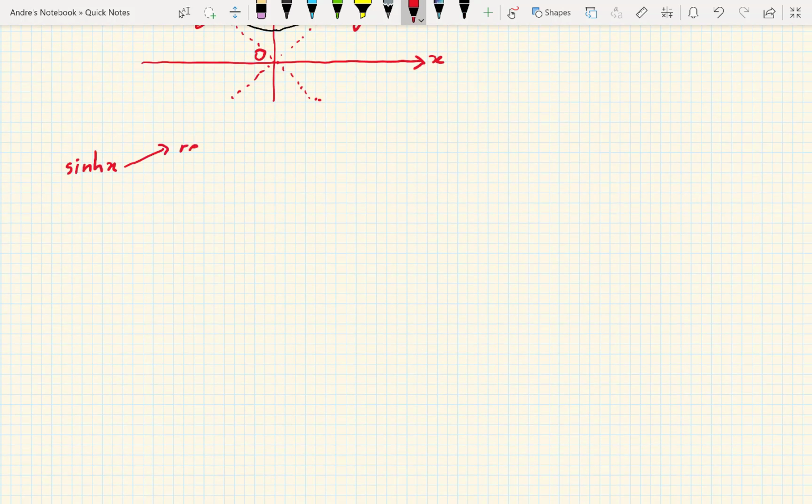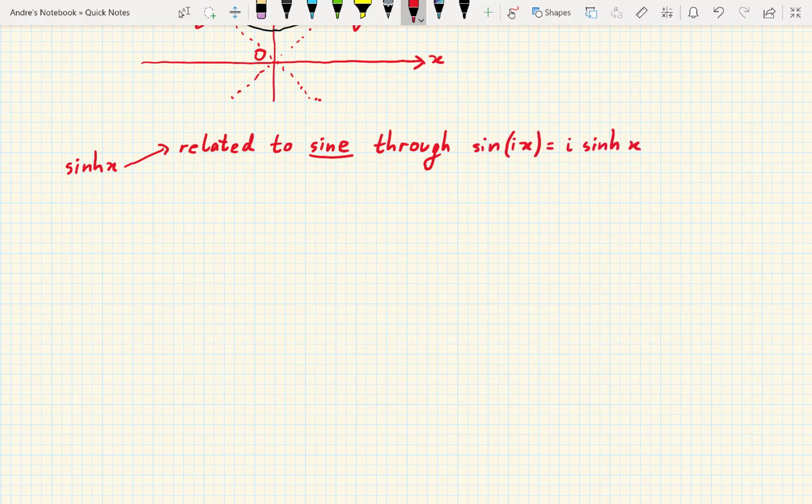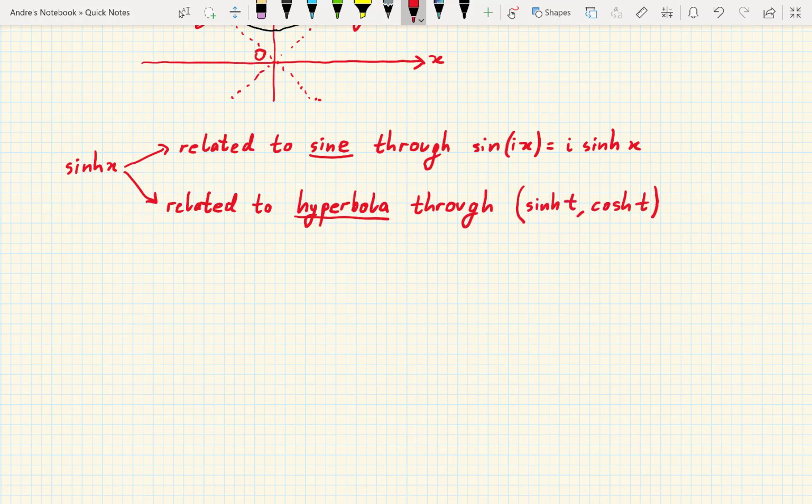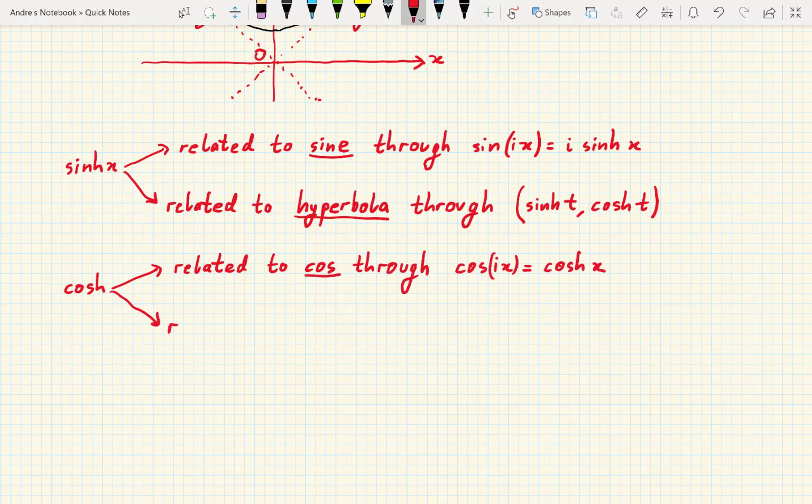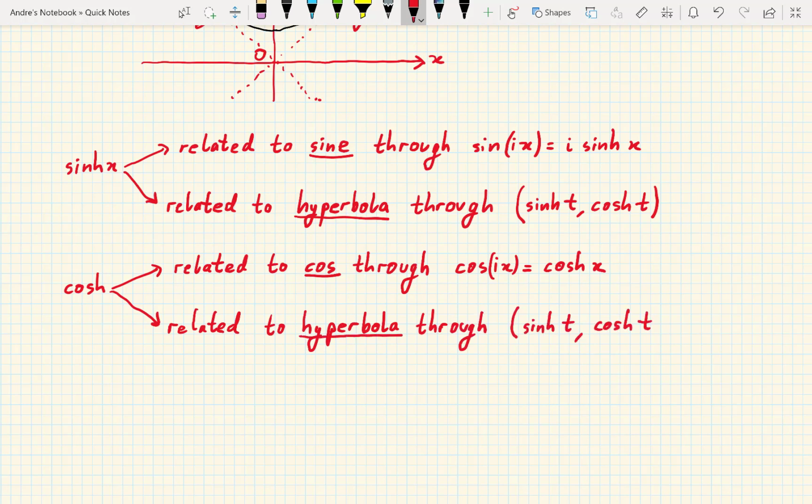Now we have the answer. As we saw in the first presentation, sinh x is related to sine through the identity sin ix equals i sinh x, and it is related to hyperbolas as we've just seen. Hence the name hyperbolic sine. Cosh is similar.